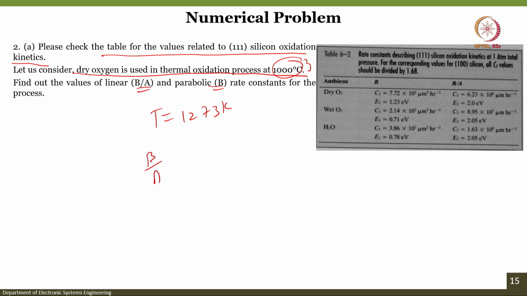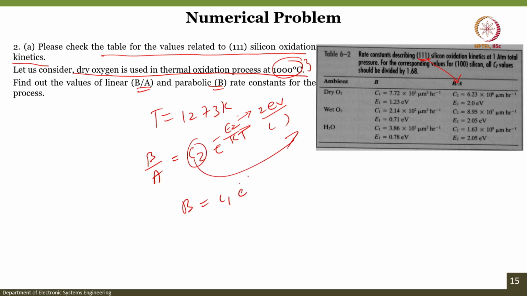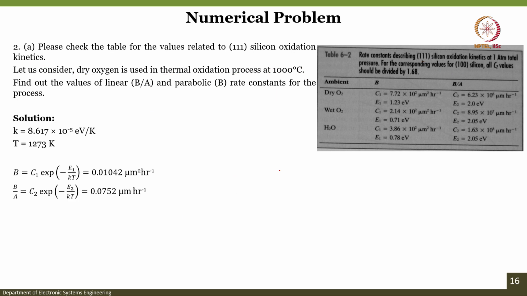So, B by A according to this table for 111 growth. B by A is C2 e power minus E2 by kT. K is the Boltzmann constant, and it is around 8.621 into 10 power minus 5 electron volt per Kelvin. You can find out that value, and you know the E2, divided by this, then C2 value is already there. Now, B is also there, C1 e power minus E1 by kT. If you know these values, substitute in that and then you will get this.